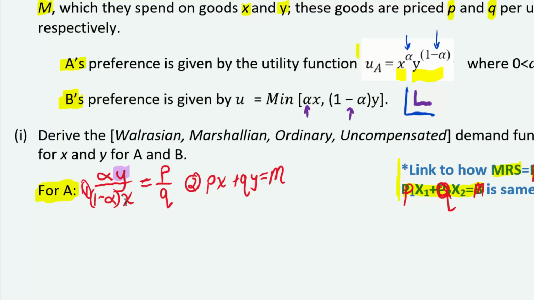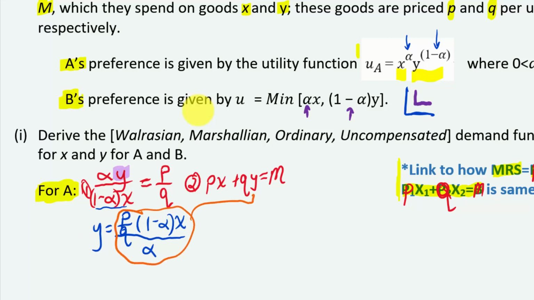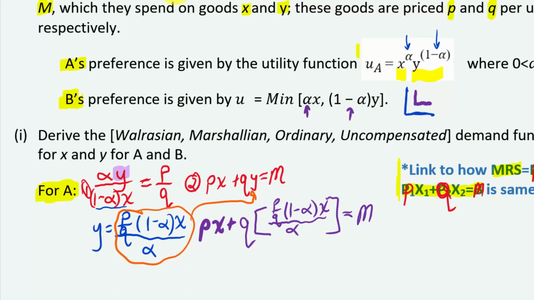So let's multiply both sides by the denominator here, and we'll end up with just alpha Y on the left-hand side equals P over Q times 1 minus alpha X. And then we just need to divide both sides by that alpha, and we're done. Now we want to plug this entire expression into the budget line where we see Y over here, and we're going to end up with Px plus Q times that entire expression, P over Q times 1 minus alpha X over alpha, equals the budget.